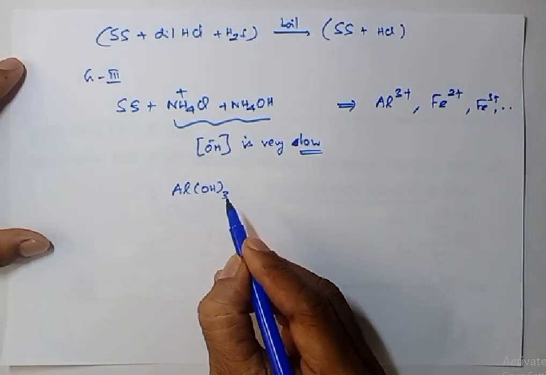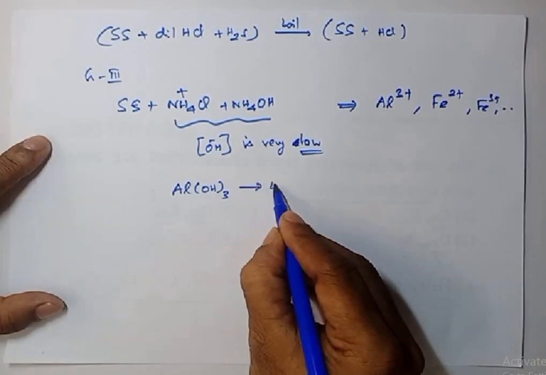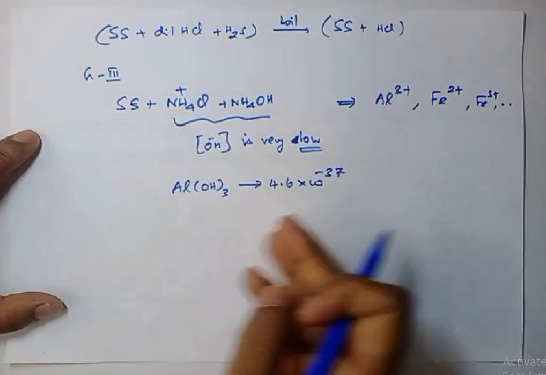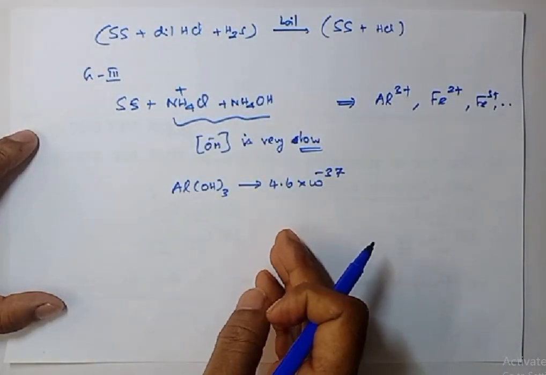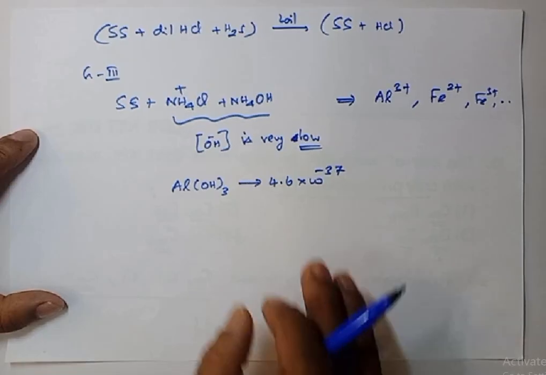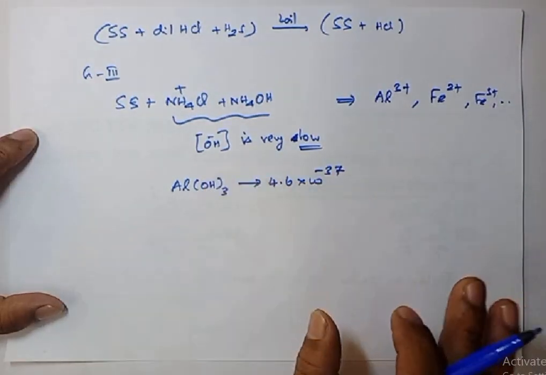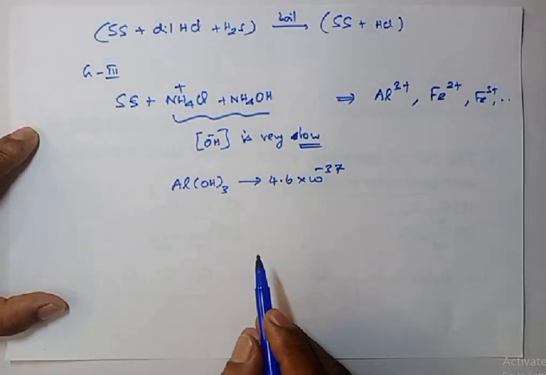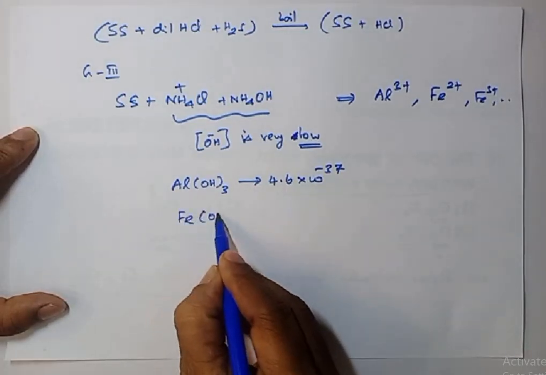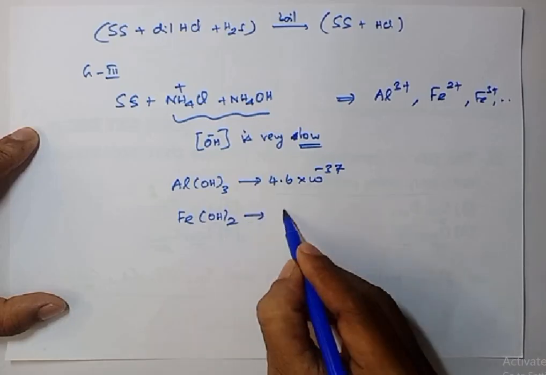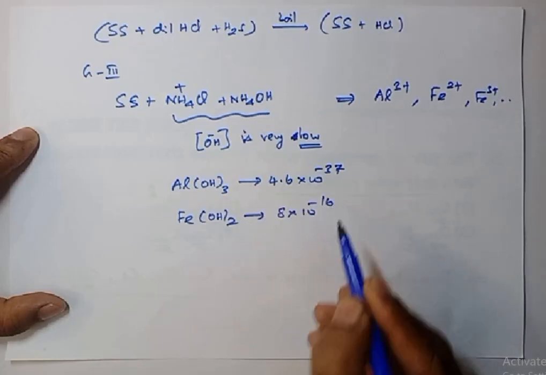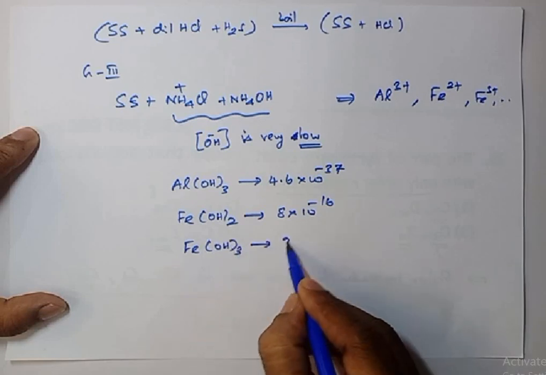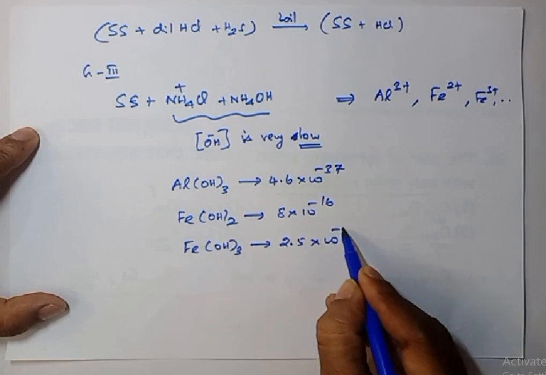For aluminium hydroxide, the solubility product value is 4.6 into 10 to the power minus 37. I am giving you the values of solubility product at 25 degrees Celsius, and all these values are taken from standard books, so you need not worry about that. Aluminium hydroxide, 4.6 into 10 to the power minus 37. Ferrous hydroxide, the value is 8 into 10 to the power minus 16. And for ferric hydroxide, the value is 2.5 into 10 to the power minus 39.